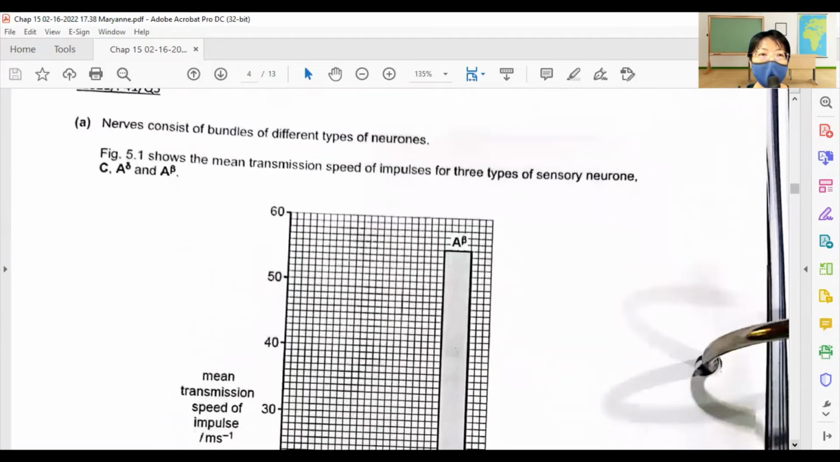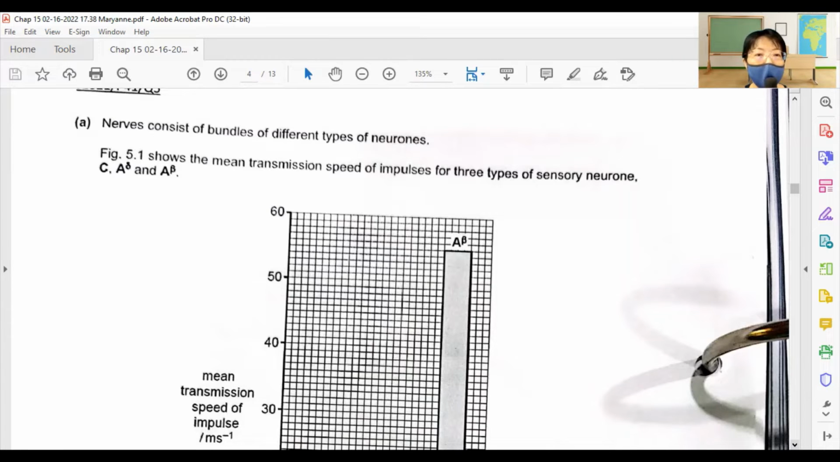It does not ask you the question directly, it asks you indirectly. Nerves consist of bundles of different types of neurons. That means you've got one bundle, you can have motor neuron as well as sensory neuron, right? In a bundle, because you can send from body to your CNS or CNS to your body in the bundle of neurons in the nerve.